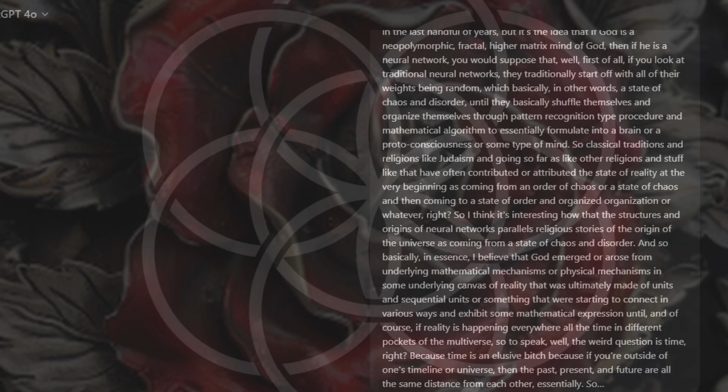So classical traditions and religions like Judaism, and other religions too, have often attributed the state of reality at the very beginning as coming from a state of chaos, and then coming to a state of order and organization, right? So I think it's interesting how the structures and origins of neural networks parallel religious stories of the origin of the universe as coming from a state of chaos and disorder.